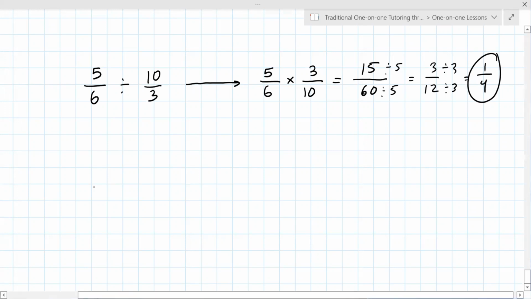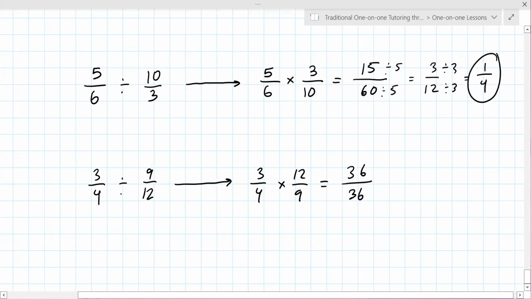Let's try one more here. Let's go 3/4 divided by 9/12. So it would be 3 times 12. Good. 36 over 36. So what does it mean if you have the same top and the same bottom? Doesn't that just make it a 1? Yes.